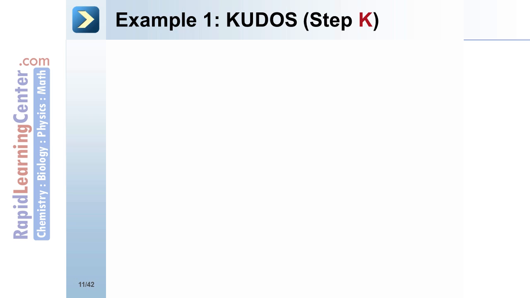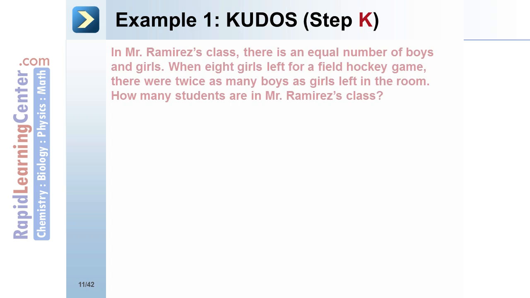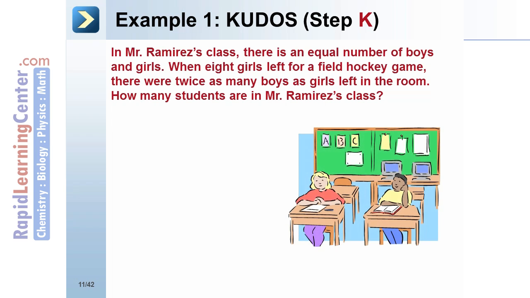Example 1. KUDOS. In Mr. Ramirez's class, there is an equal number of boys and girls. When 8 girls left for a field hockey game, there were twice as many boys as girls left in the room. How many students are in Mr. Ramirez's class? The first step, K, is to identify the known information.